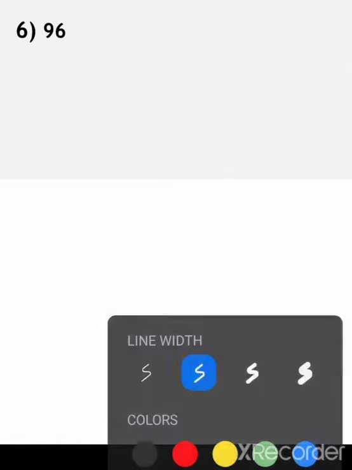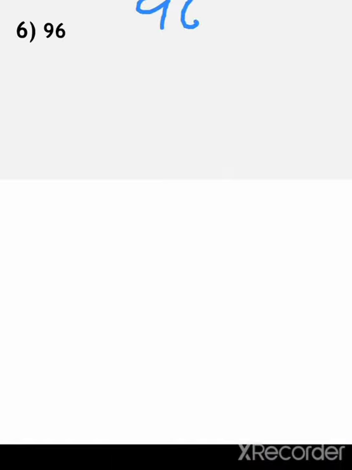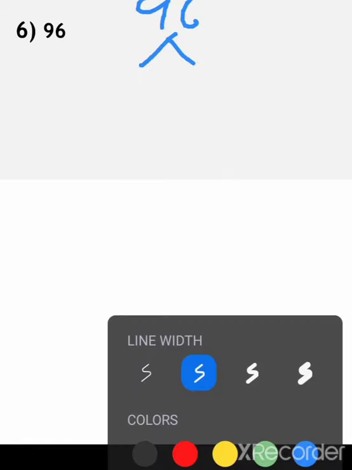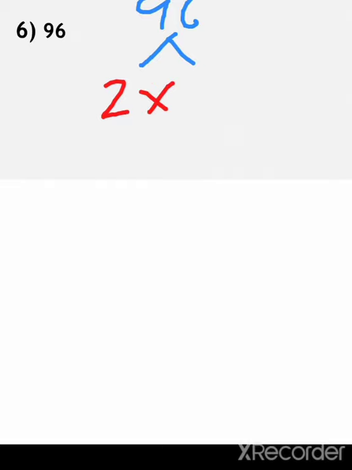Next number is 96. Again even number, so I will start by 2 only. When I'm dividing by 2, I'm getting a quotient. 2 4s are 8, right? And what will be the next number? 2 8s are 16. So I'm getting 48 here.